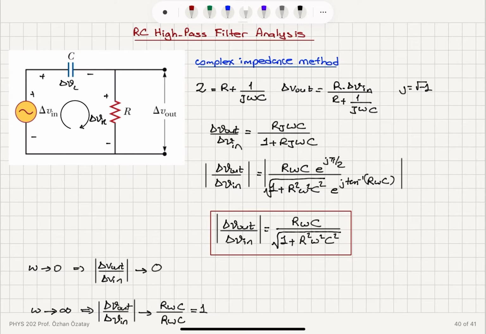So we have the transfer function from the input to the output given by this expression. When omega is equal to 0, you can see that the output will be 0. When omega is infinite, this one will be neglected and we will have R omega c over square root R square omega square c square, which is approaching R omega c over R omega c, that is 1. So high frequencies will be passed, low frequencies will be blocked with this functional behavior.